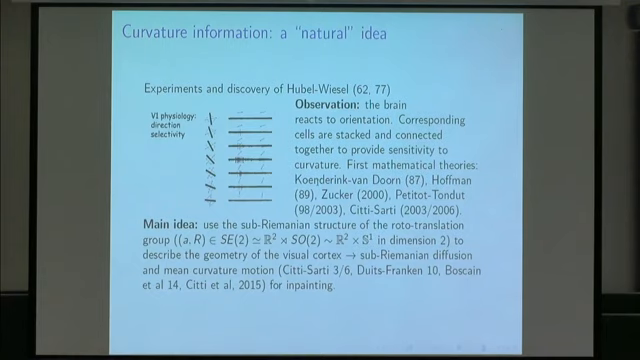And then the neurons which react to this orientation are stacked in a way and communicate, and they can detect a change of orientation. So the change of orientation is essentially the curvature, and that's how you can be sensitive to change of orientation. This was found by experiments in the 60s and 70s.